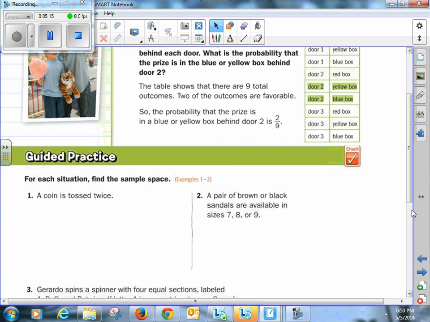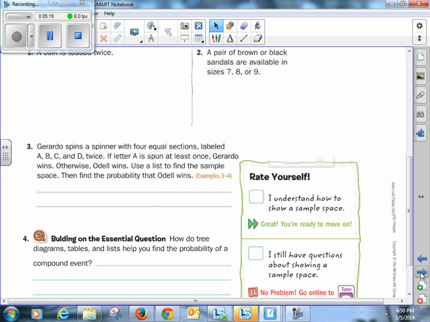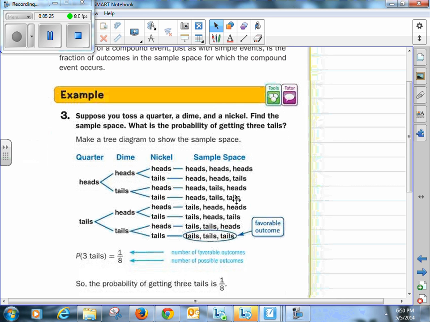Now, I know writing the sample space takes a while, but it's important that you write them out.